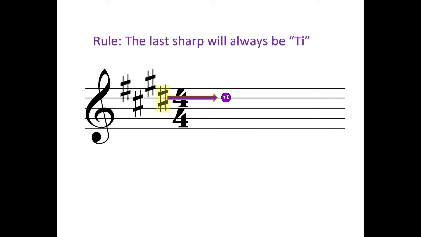If we know that this is ti, all we have to do is go up one space to find the location of our high do. You can then alternate lines and spaces to figure out all of the other solfege syllables, including low do.